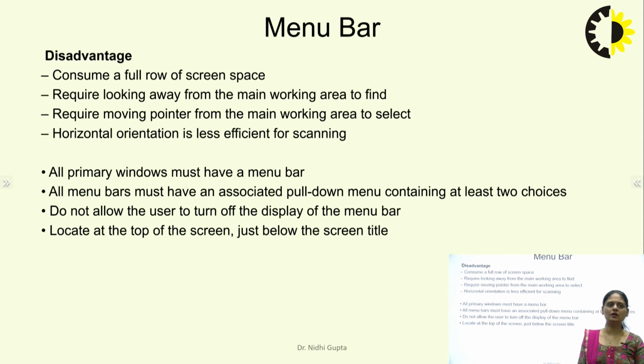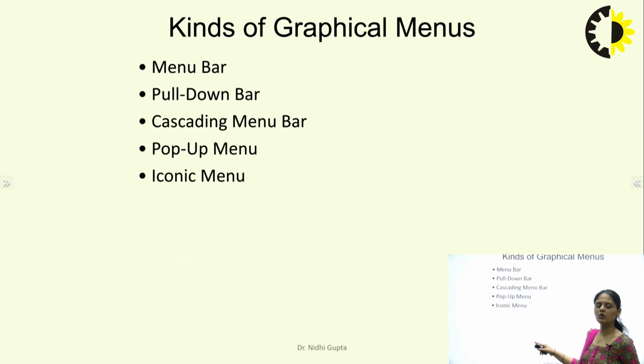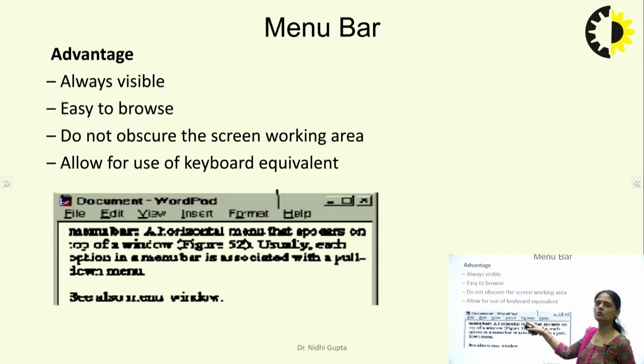It requires looking away from the main working area to find it. It requires moving the pointer from the main working area to select. So we need to move the pointer every time, and the user needs to switch the eyes on and off the working area, because the menu is a little bit far from that particular place. This is the working area, over here we are going to write, and the menu is over here. Maybe the text is quite large and we scroll down and down, and then again we need to come up for the particular menus. So it is indicating like this.